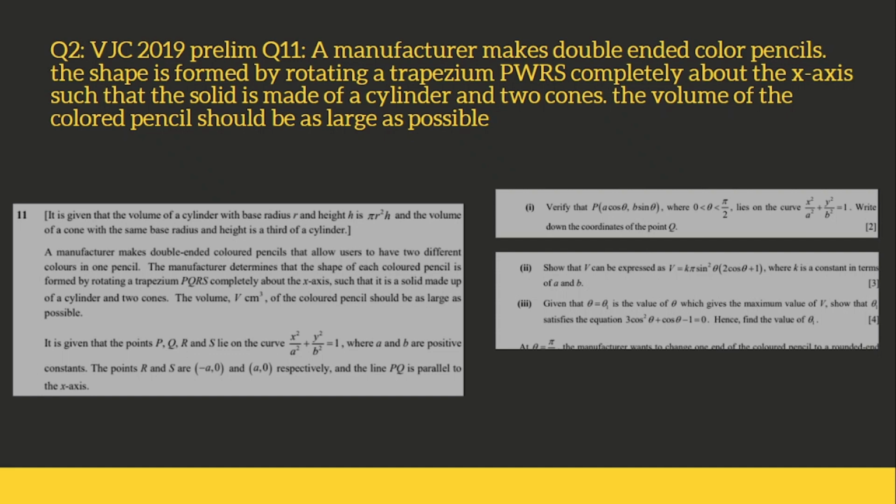Part 1 asks you to verify that P, where the angle theta is between 0 and pi/2, lies on the curve x squared over a squared plus y squared over b squared equals 1. Then it asks you to determine the coordinates of Q. Part 2 will ask you to show that V can be expressed in terms of k sine squared theta times pi times (2 cos theta plus 1), where k is a constant to be found. Then, given that theta equals theta 1, find the value of theta which gives the maximum value of V, and show that this satisfies the equation 3 cos squared theta plus cos theta minus 1 equals 0.